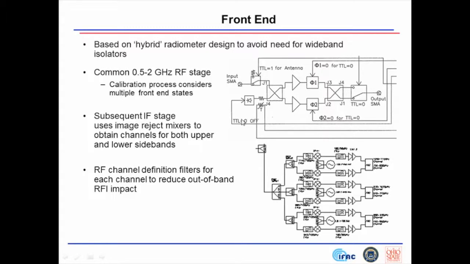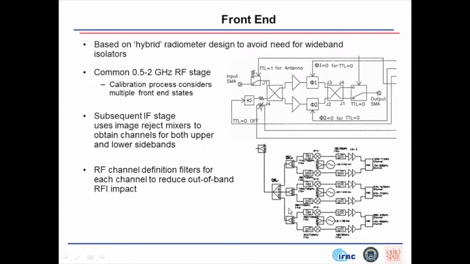So here's the front end section, which is common across 500 megahertz to 2 gigahertz, and then this gets divided into the individual IF channels. We take that 1500 megahertz bandwidth and break it into individual 100 megahertz channels that then go into the digital backend. We do have RF channel definition filters for each channel, because we have to worry about the interference environment, so we try to keep interference in one band from corrupting measurements in another band.